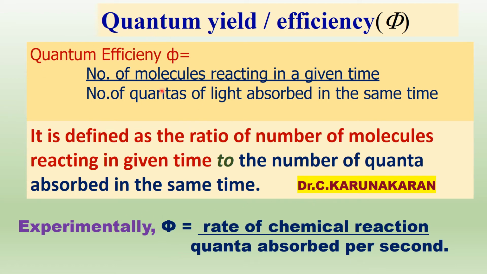Experimentally, how is the quantum efficiency determined? It is obtained from the rate of the chemical reaction and how much light energy is absorbed per second. The rate of reaction, by means of kinetic measurements, we can determine the rate of the chemical reaction. By actinometer, we can find out how much light energy, how many Einsteins, how many photons are absorbed per second.